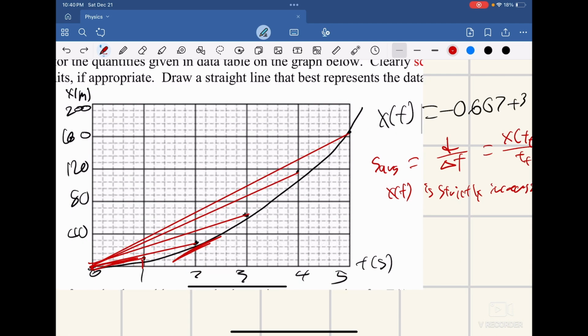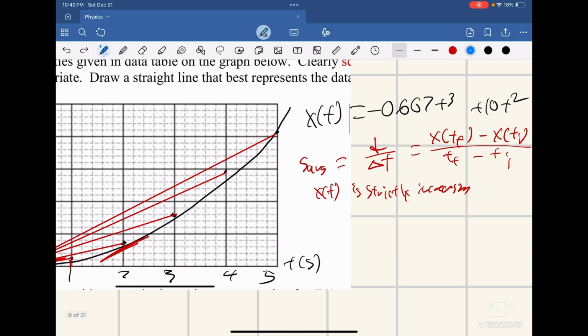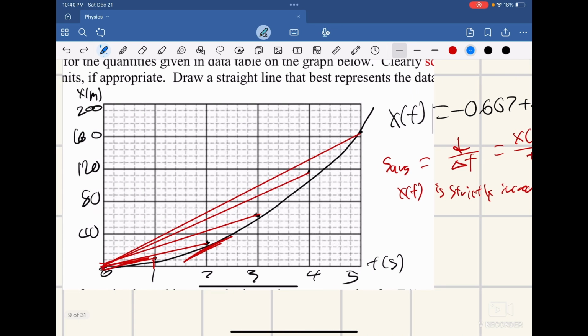The first way is to just look at only the graph, because as I stated earlier, the S average is just given by x of t final minus x of t initial, which is just a slope, right? So if we draw it from 0 to 1, it'd just be this. This will be the S average from 0 to 1. 1 to 2, it'd just be this. From 2 to 3, this. 3 to 4, it'd be this. And 4 to 5, it'd be just this.